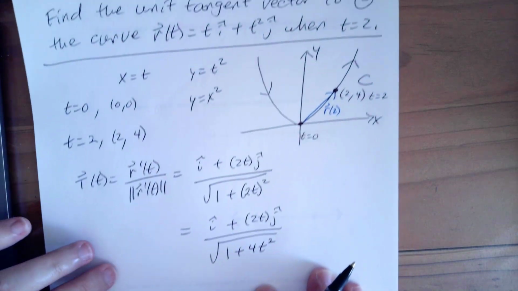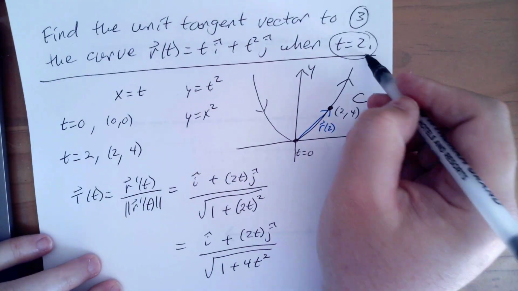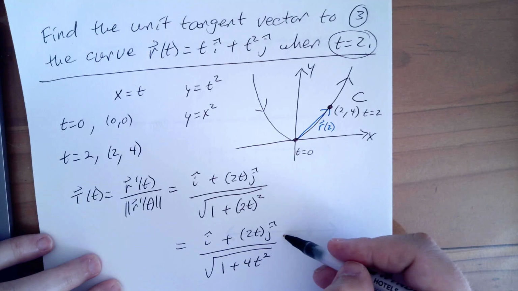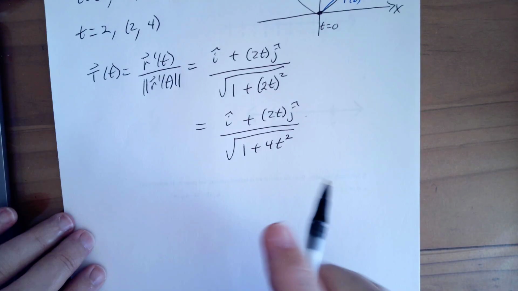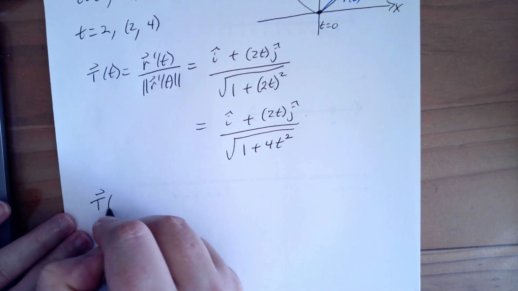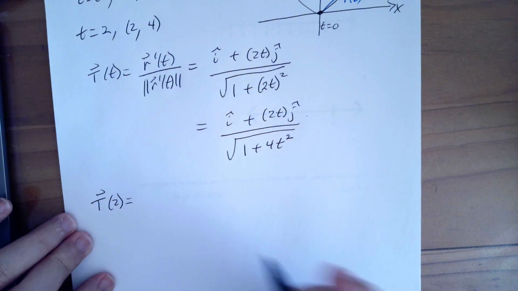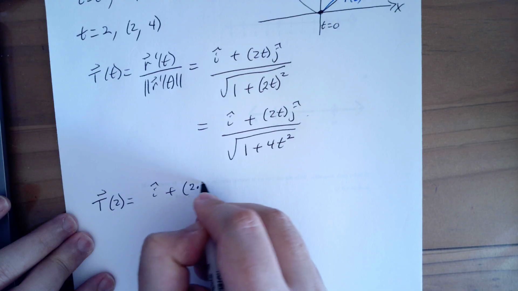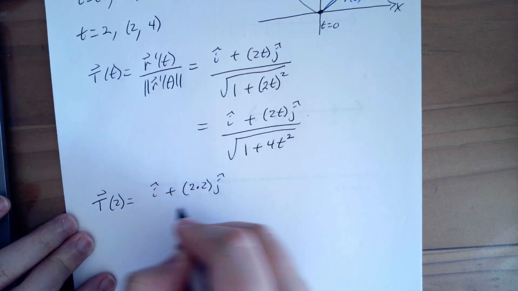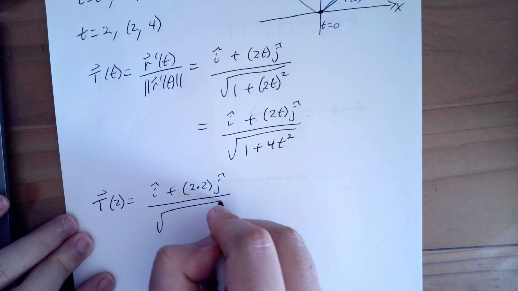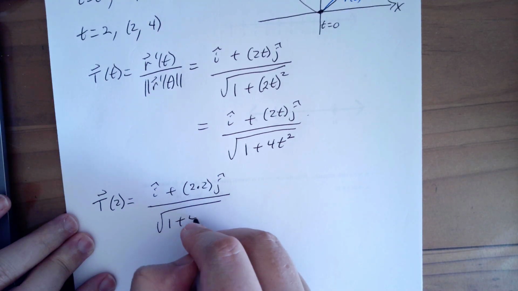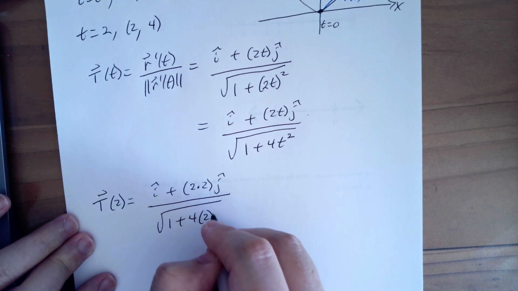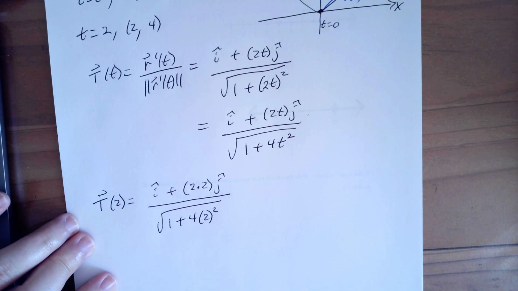Let's put in this t equals 2 in for this and see how it shakes out. So T of 2 is going to be i hat plus 2 times 2 j hat over the square root of 1 plus 4 times 2 squared.